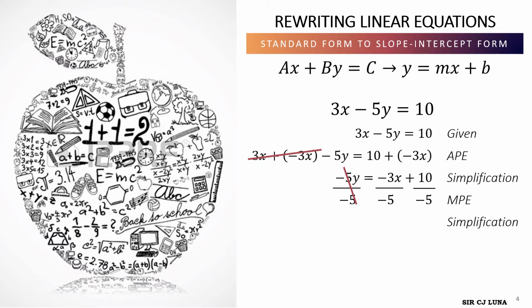Okay? So now let's simplify. We only have y equals negative 3 over negative 5. Ano yung simplified form nun? Okay, that's good. It's positive 3 over 5x. Tapos, yung 10 divided by negative 5 is negative 2. So, our answer now is y equals 3 over 5x minus 2. Yun ang slope-intercept form ng ating given na 3x minus 5y equals 10. Nakuha ba? Good.